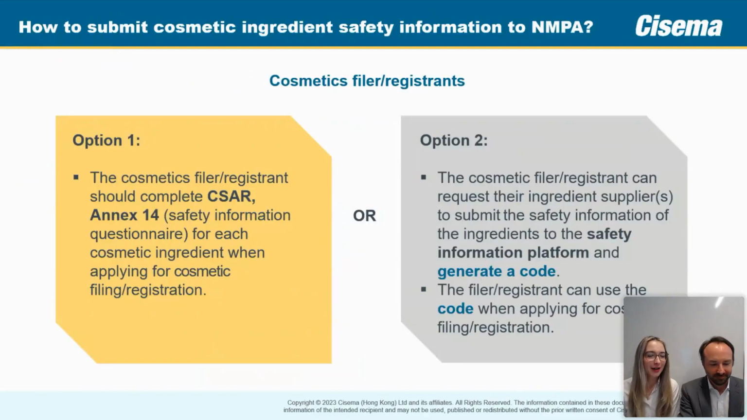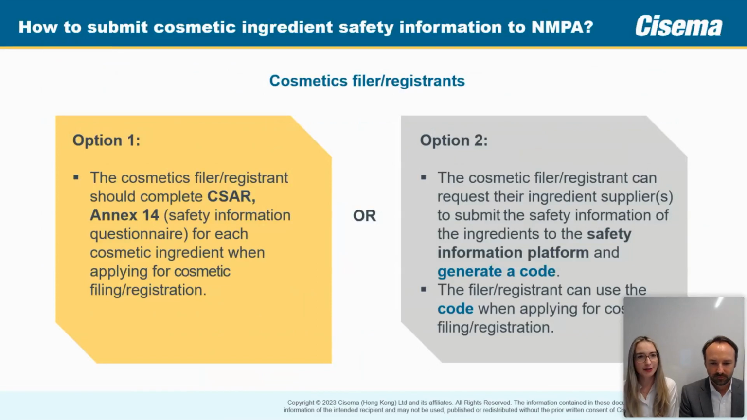So now we will speak about how to actually submit the cosmetic ingredient safety information. And Hamish just mentioned it. Either you have option 1, as a cosmetic company of a finished cosmetic product, you submit a completed Annex 14 with the safety information questionnaire, and obviously for the safety information of this ingredient, you need the help of the manufacturer to complete this.